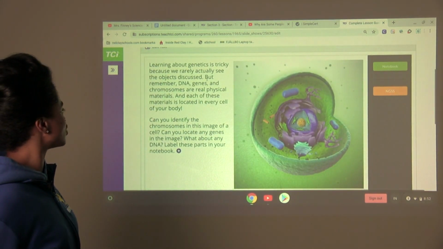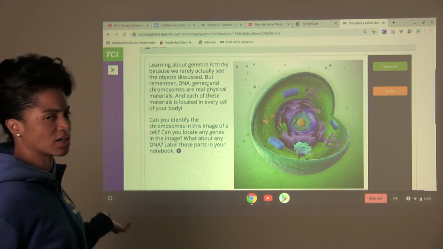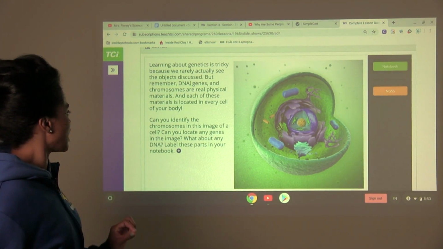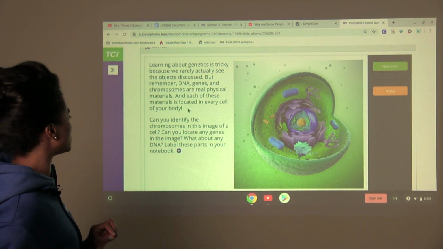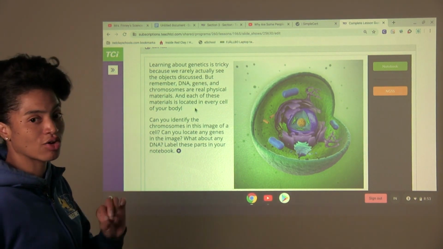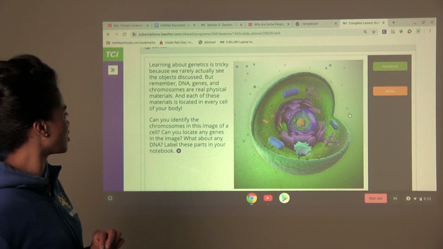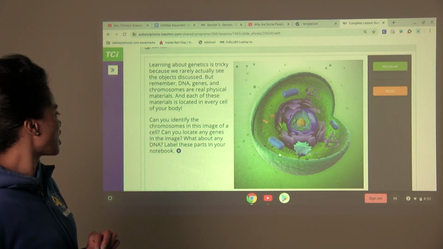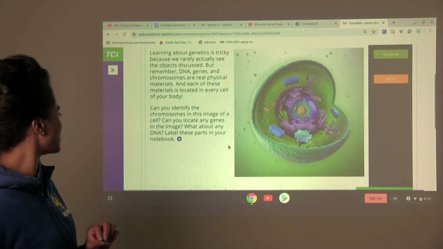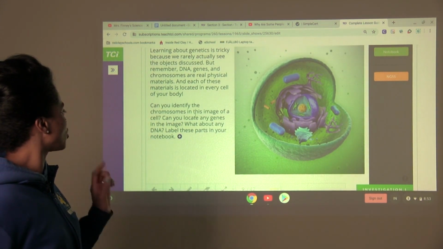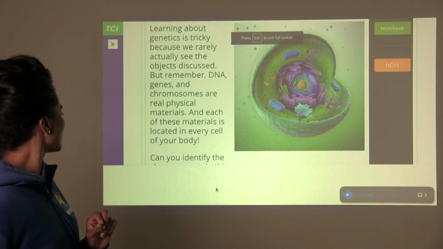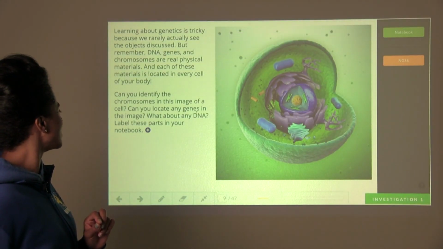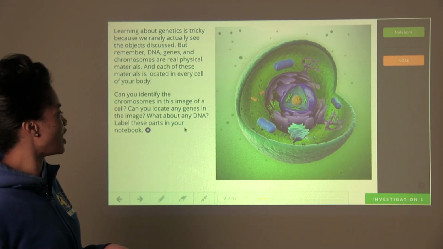Learning about genetics is tricky because we rarely actually see the objects discussed. But remember, DNA, genes, and chromosomes are real physical materials, and each of these materials is located in every cell of your body. Right here, we have an animal cell, and we're going to take a look at what is inside. Can you identify the chromosomes in this image of a cell? Can you locate any genes in the image? What about any DNA? Label these parts in your notebook.